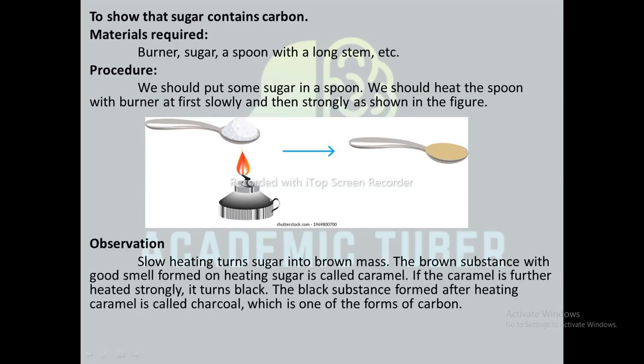Observation: slow heating turns sugar into a brown mass. The brown substance with a good smell formed on heating sugar is called caramel. If the caramel is further heated strongly, it turns black, and the black substance formed after heating caramel is called charcoal, which is one of the forms of carbon. Hence, we can conclude that sugar contains carbon.